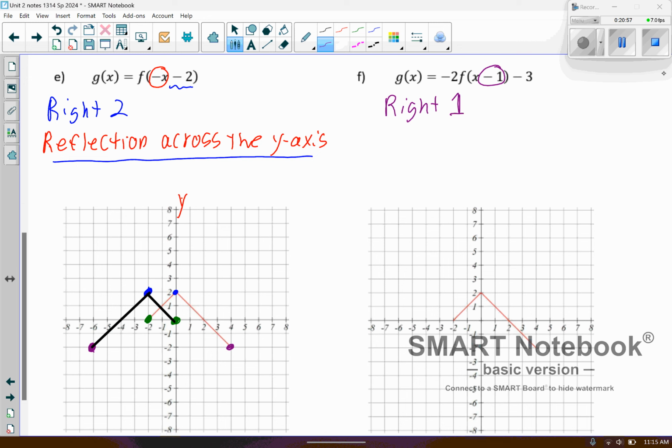Okay. Now our vertical shifting goes last. So I have to take care of this -2 in front right here. So this -2, technically, what it's doing is it's causing a reflection and a stretch. It's causing a reflection and a stretch.